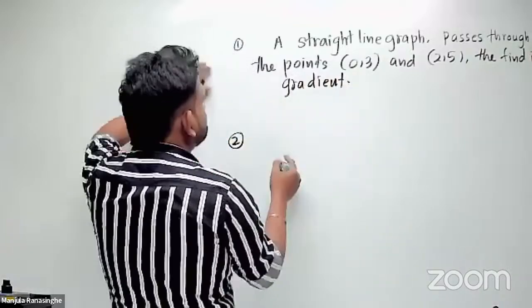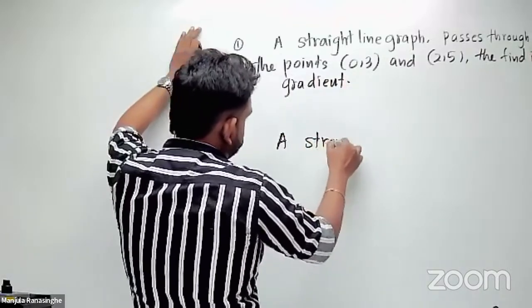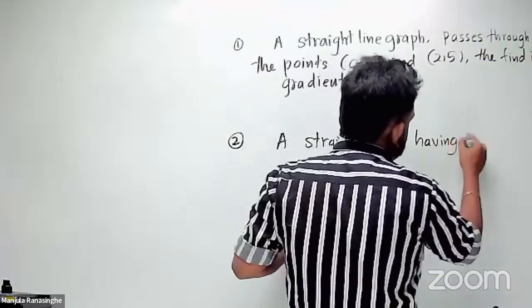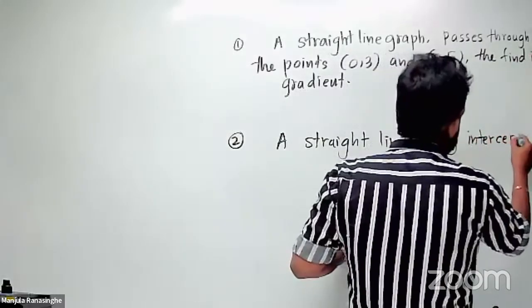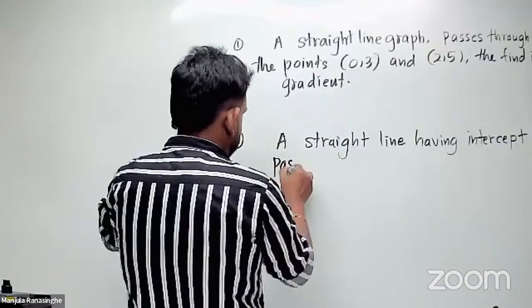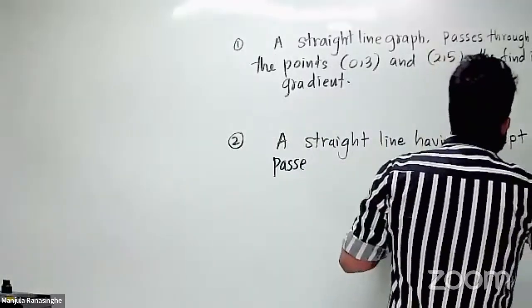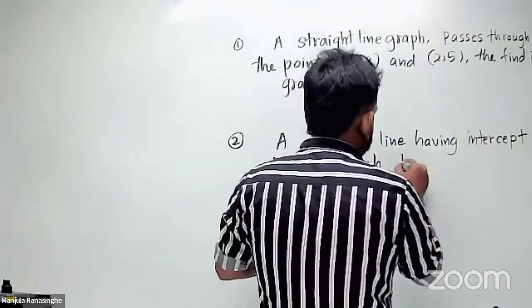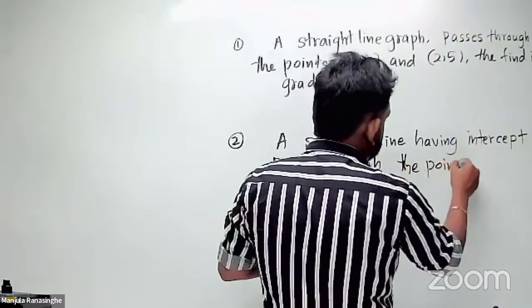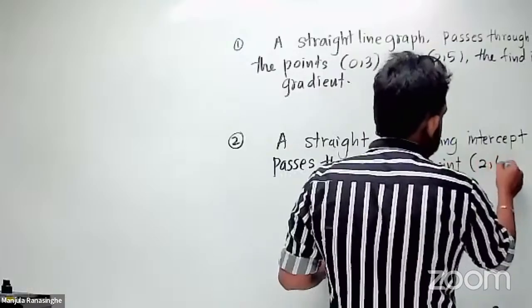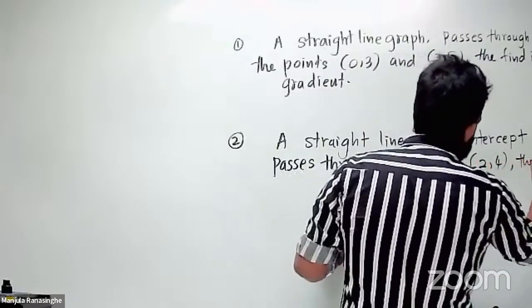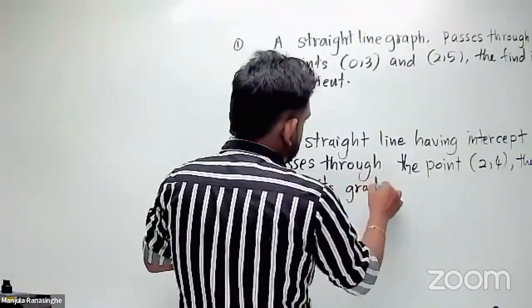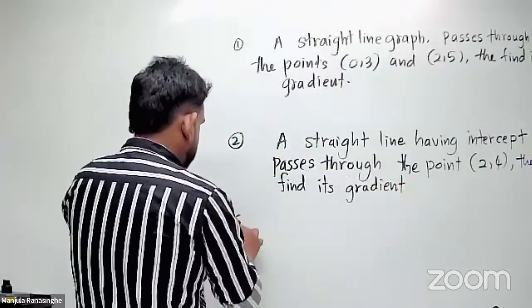The second one, a straight line having intercept 2 passes through the point 2, 4, then find its gradient. These are three of the hardest questions you can be asked. Gradient. Then part 3.